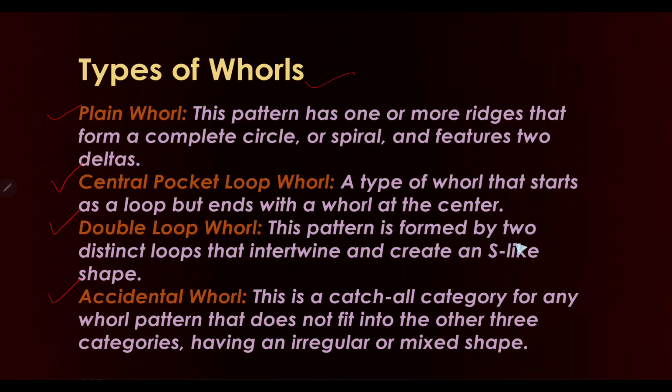Double loop whorl. This pattern is formed by two distinct loops that intertwine and create an S-like shape. Basically it will be like an S shape, right? So this will be one whorl and this will be another kind of whorl. You can just observe in the images and pictures. Accidental whorl. This is a catch-all category of any whorl pattern that does not fit into the other three categories, having an irregular or mixed shape. So these are the four types of whorls.